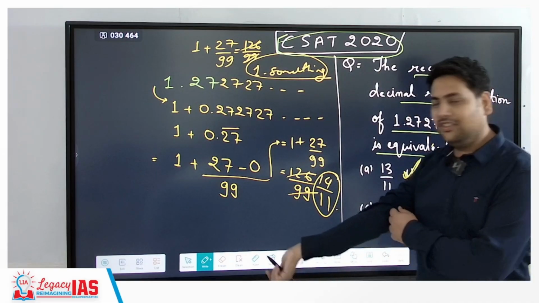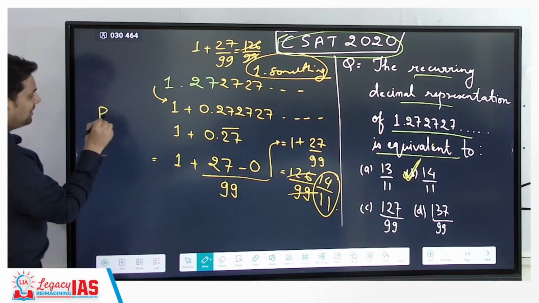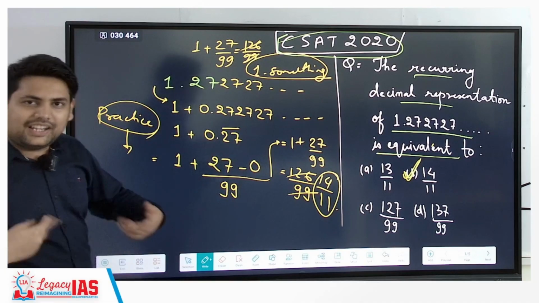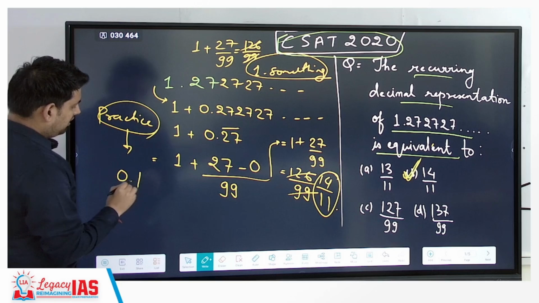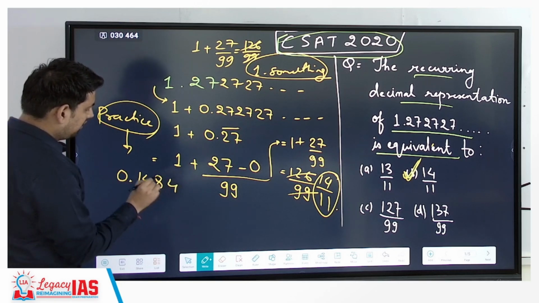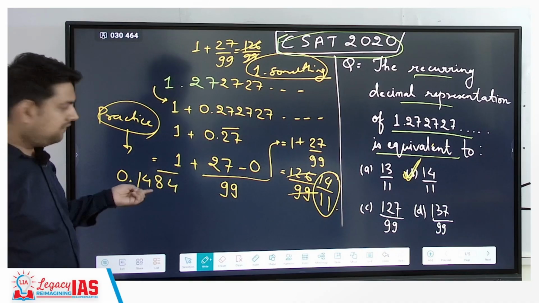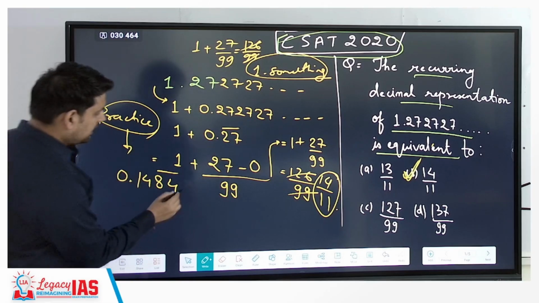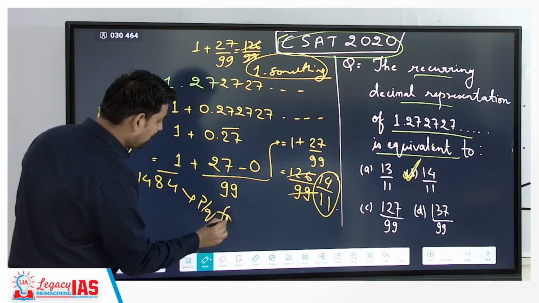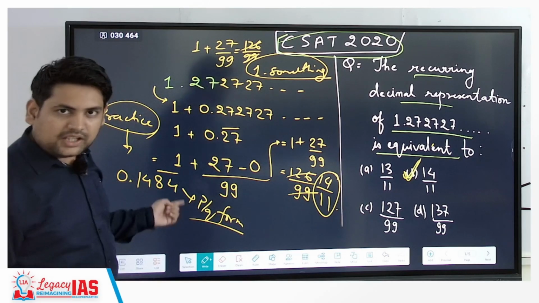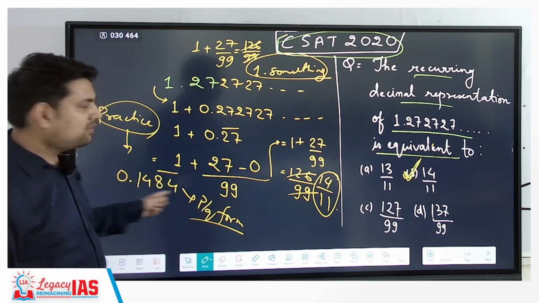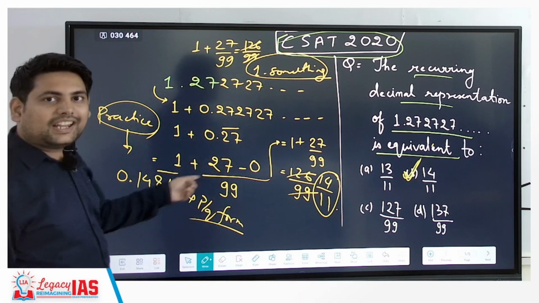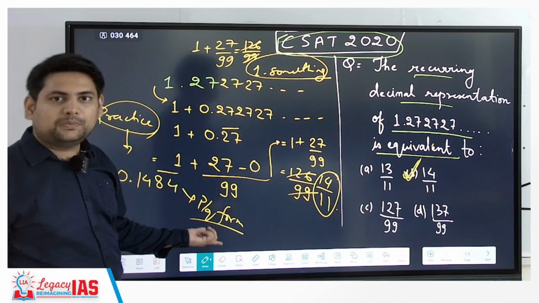For practice, what can you do? Just simply take any random number, 0.1484. Let's take this. 0.1484, where 84 has a bar over it. That means 848484. You just calculate it in p by q form. Put it in a calculator. You should be getting 1.0.148484848484. If the calculator says that, it means your p by q form is correct.